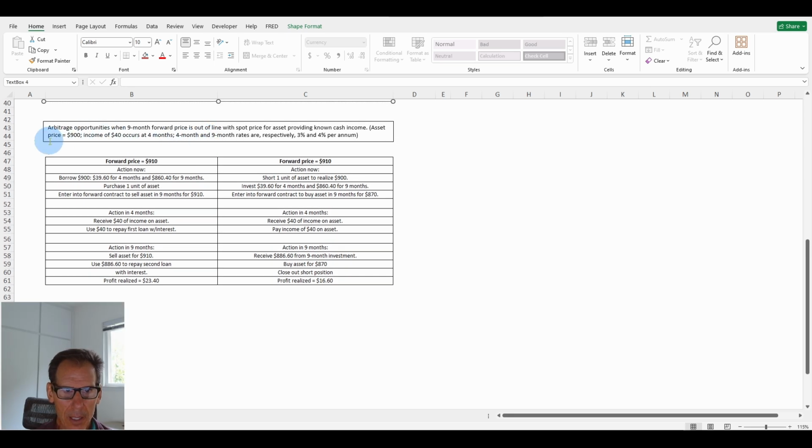The asset's price is 900. Income is 40, occurring at 4 months. The 4-month and 9-month rates are respectively 3 and 4%.